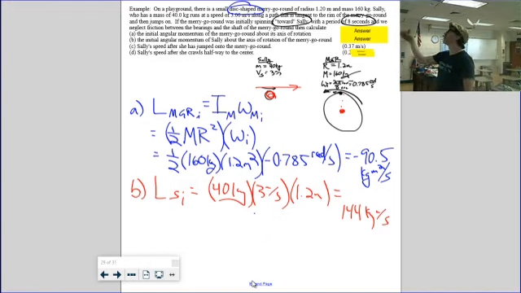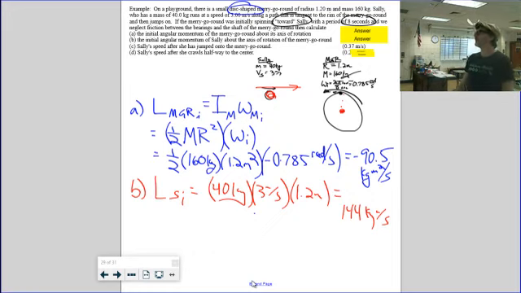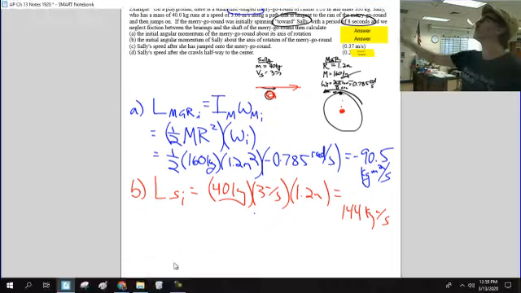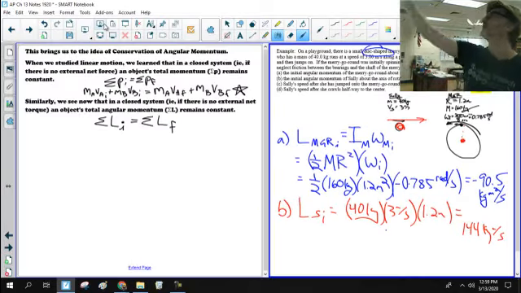Now, what's going to happen is she jumps onto the merry-go-round, and she sort of sticks to it, right? Because once she's on the merry-go-round, she and the merry-go-round are going to be spinning together, okay? So B wants to know what is her speed after she jumps onto the merry-go-round, okay? So let's do this. Let's go 2 pages here.